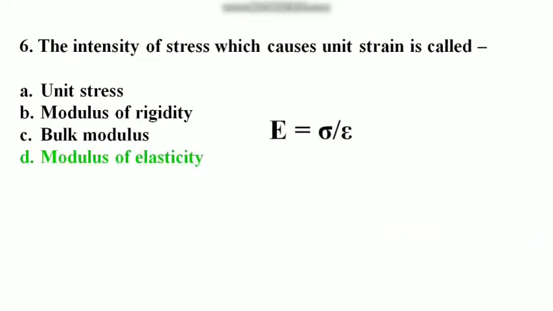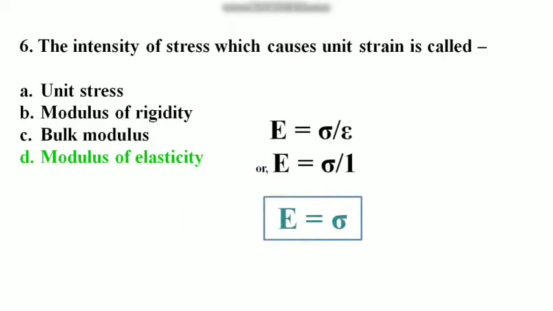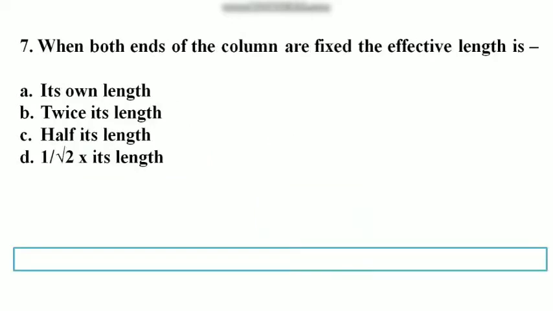We know E equals sigma by epsilon, that is stress by strain. So for unit strain, E equals sigma. So here the answer will be modulus of elasticity. That means the intensity of stress which causes unit strain is called modulus of elasticity. Option D.